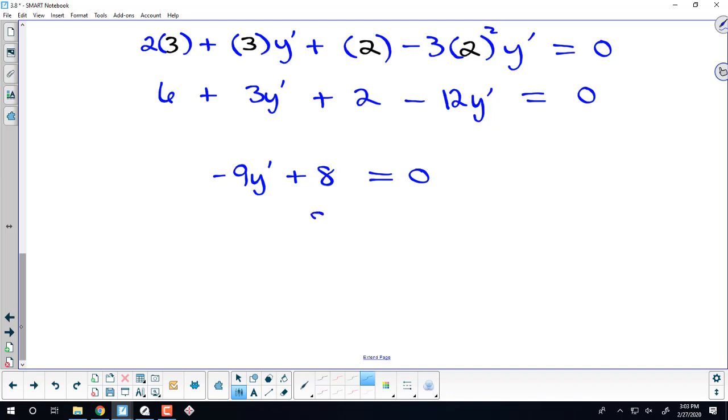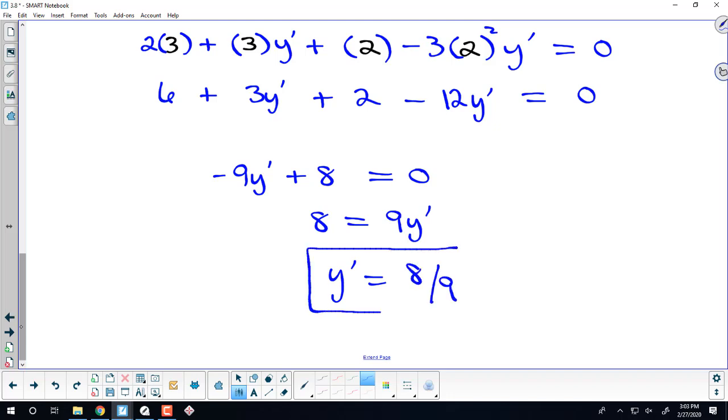So we have our 9y prime equals 8, or y prime is 8/9. So that's the slope of that curve at the point 3, 2. That might be a little bit easier, to just work with numbers in y prime versus x's, y's, and y primes. But that only happens when they ask you to find the slope at a point. If you're asked to just find the derivative, you've got to solve.